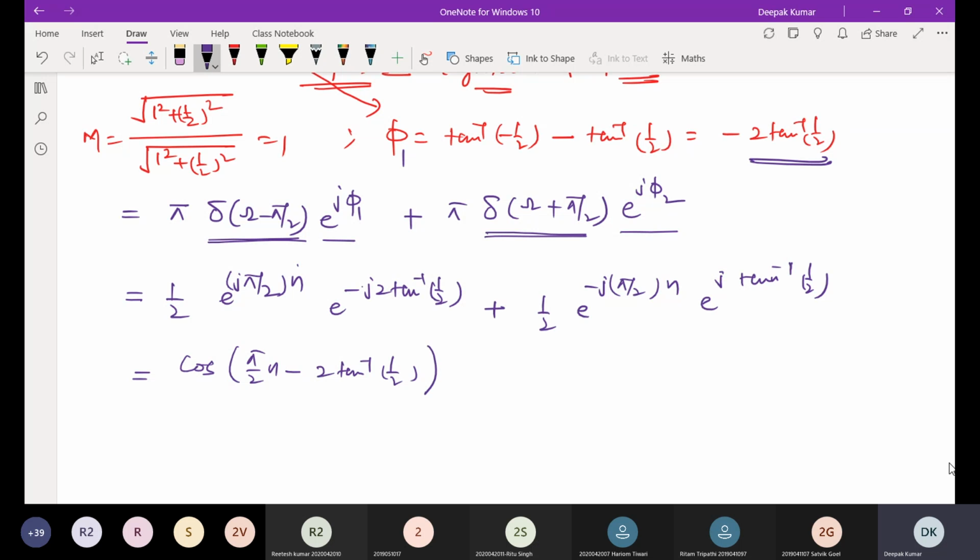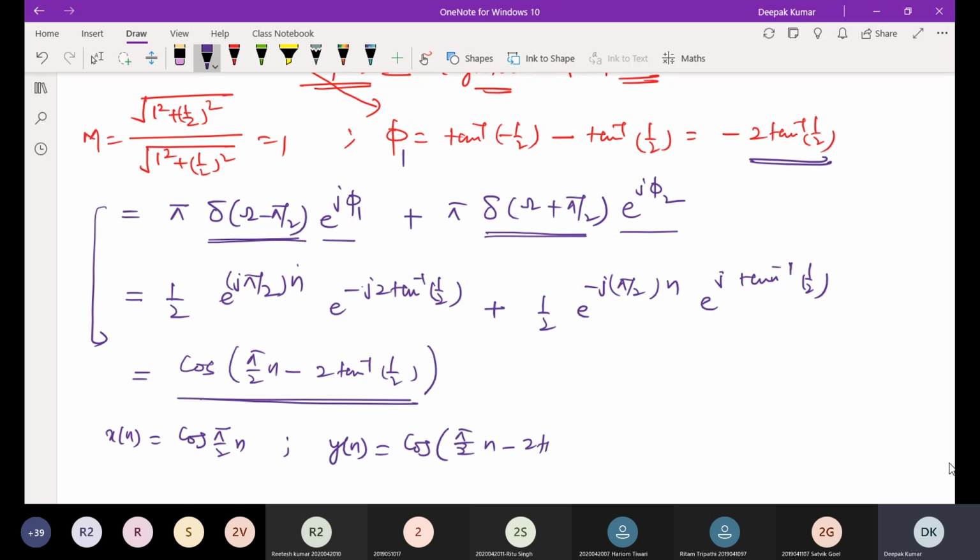Actually, try to simplify this at home, but keep this result. Observe, earlier x of n was cos pi by 2 n, and finally you will see that y of n is equal to cos of pi by 2 n minus 2 tan inverse half. It means one phase angle is changing, and the rest, cos pi by 2 n, everything is the same. It means the change occurring by this LTI system h of omega is only in the angle.